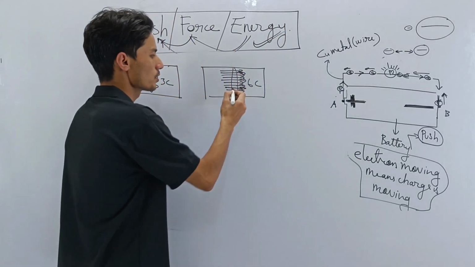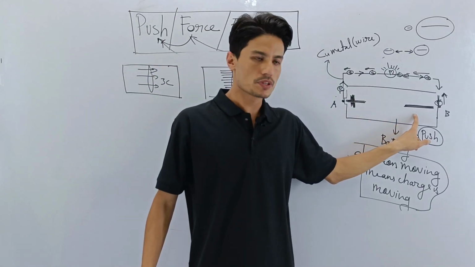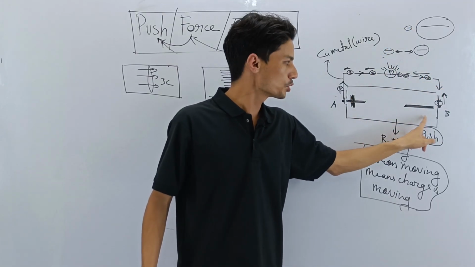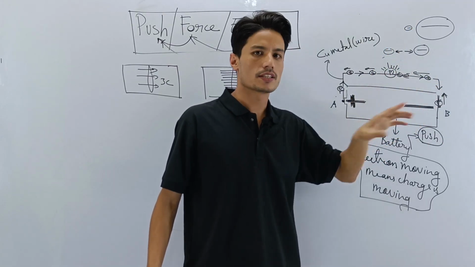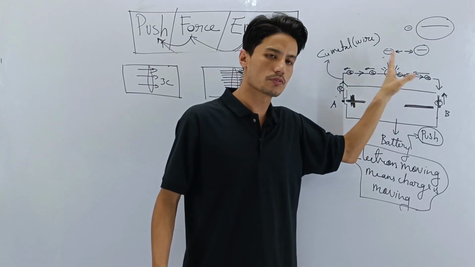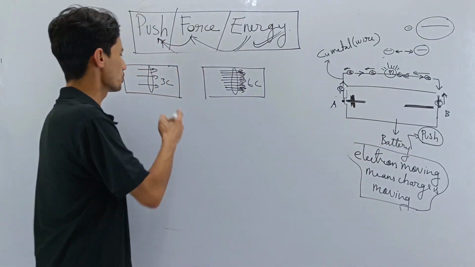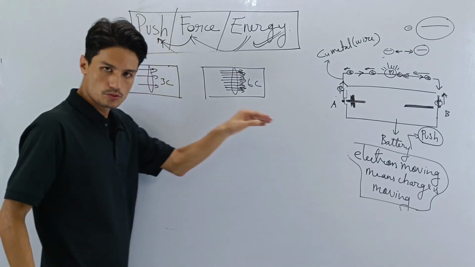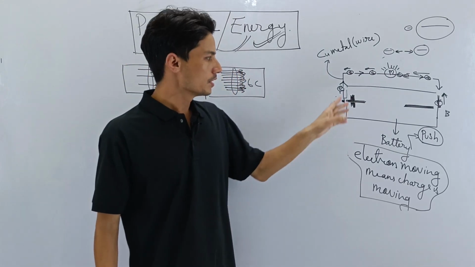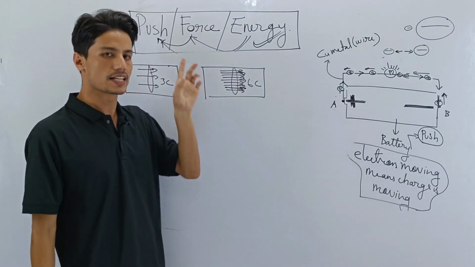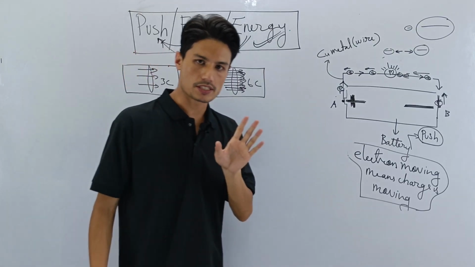So the push which the battery provides, if the push is great, then more charge will flow. More charge will flow means more current is flowing, right? And if the push is weak, then less charge will flow. That means in a given time, the charge flowing will be less. Understood? I hope this point is clear.